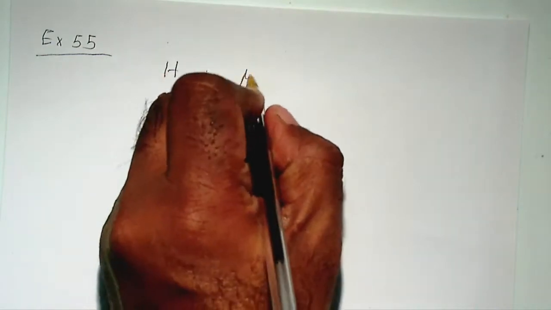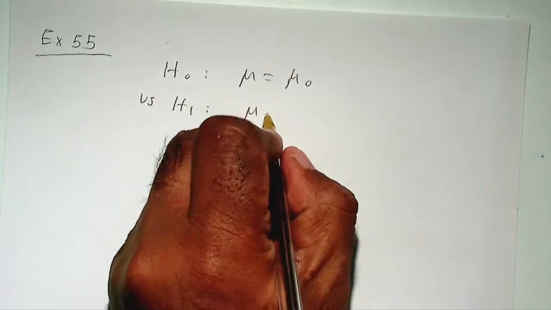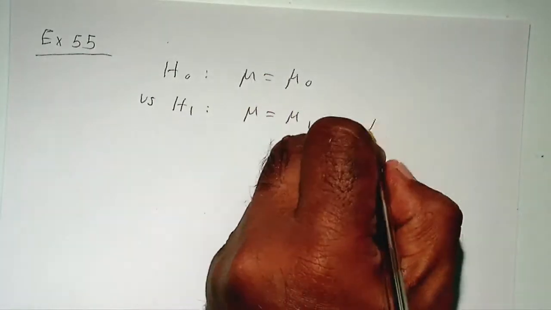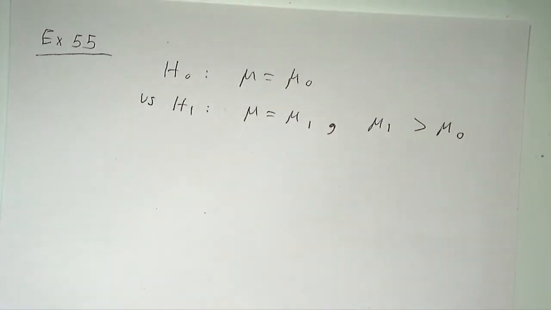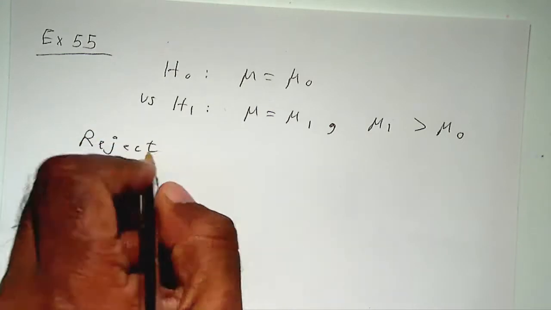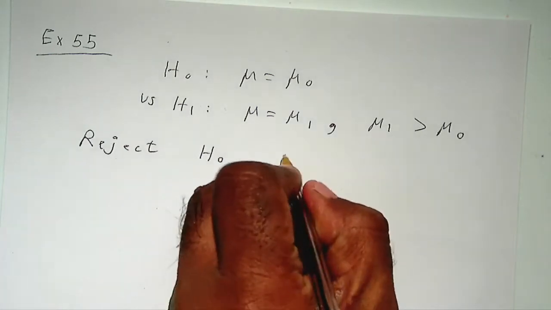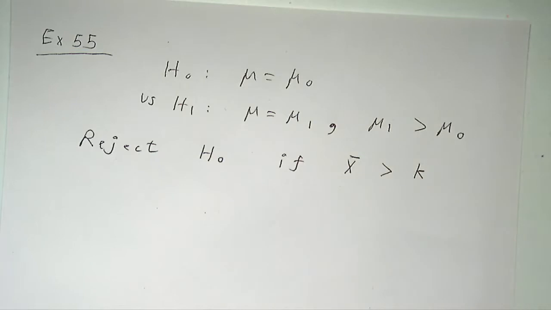So basically you're testing for mu equal to mu 0 versus mu equal to mu 1, where mu 1 is greater than mu 0, right? And we are told that we reject the null hypothesis H0 if x bar, the sample mean, is greater than a constant k.